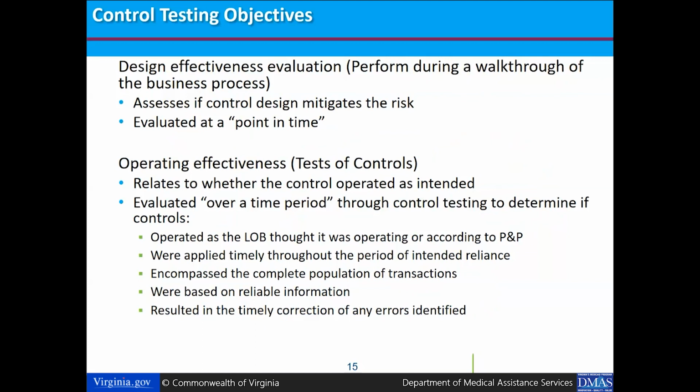So that would involve selecting a sample of that control. If it's an annual control, you would select the one annual control. If it's quarterly, you'd select one. If it's monthly, you'd select two. And then testing, either through reperformance of that control, to make sure that it was done properly and that it is indeed an effective control to mitigate the risk.